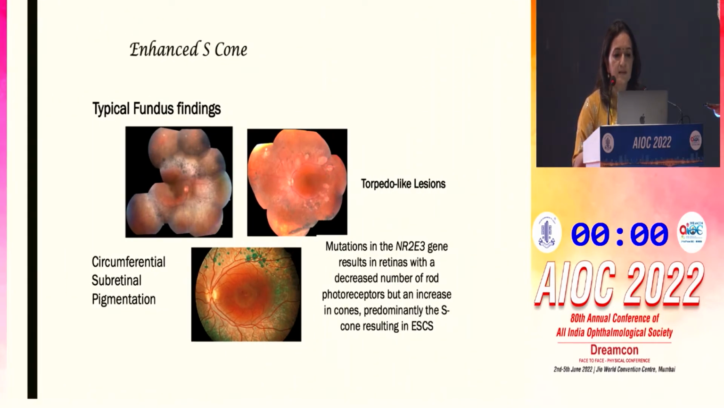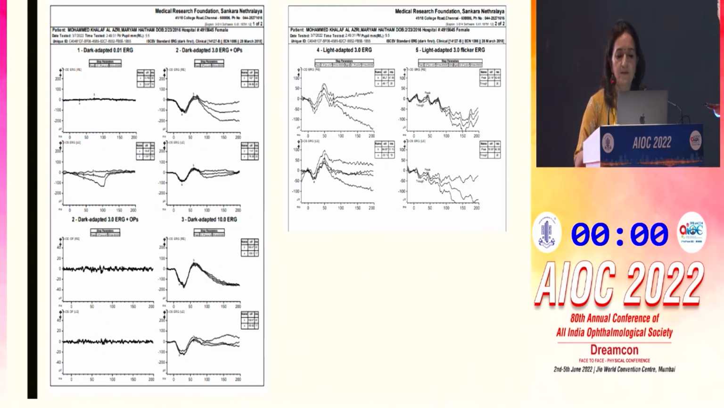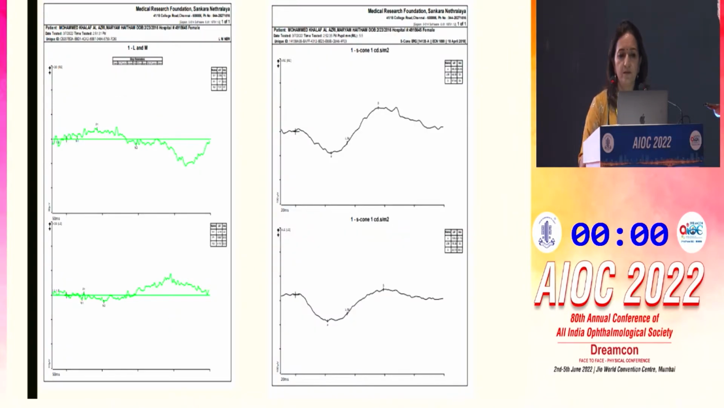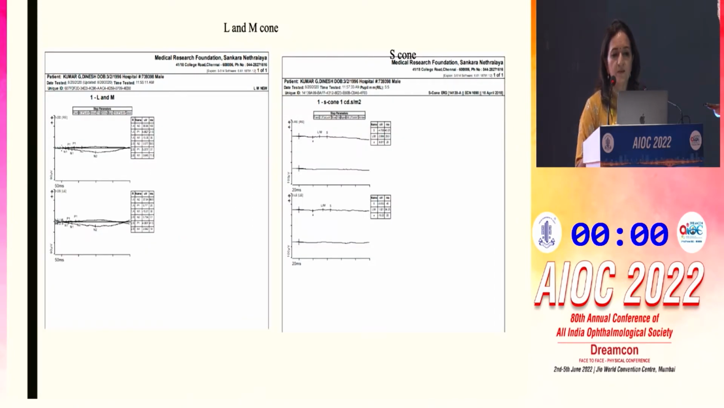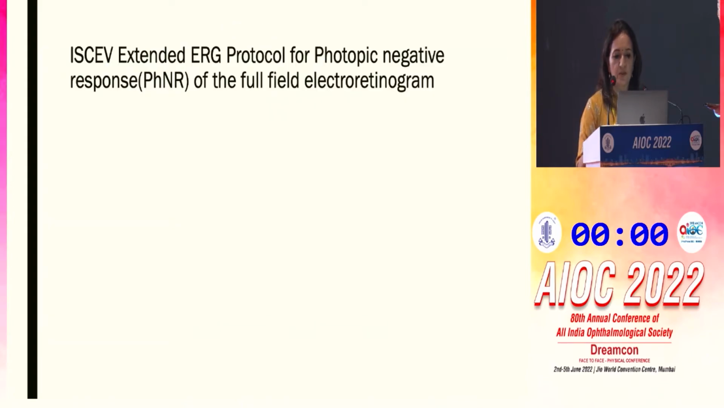This is another example, and this is again another example. You can see that it is another case of S-cone. And you can see that your L and M cones are extinguished, S cones are present. This is another example just to give you a comparison. You have rod cone dystrophy, and you see L, M, S, everything is extinguished. So this is how it looks in comparison.